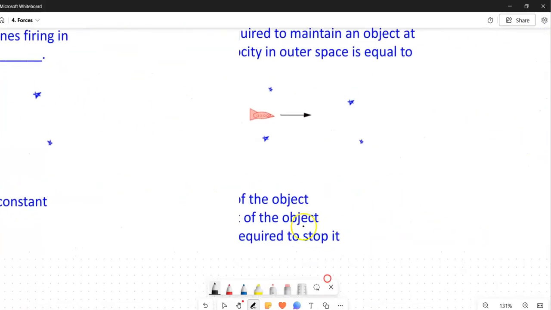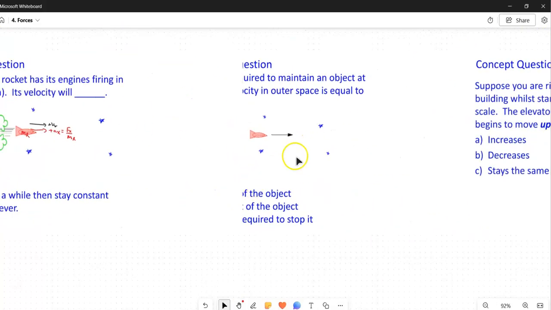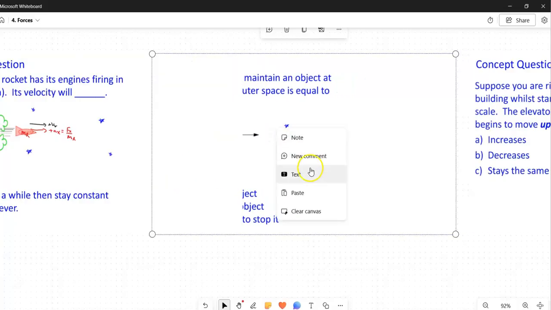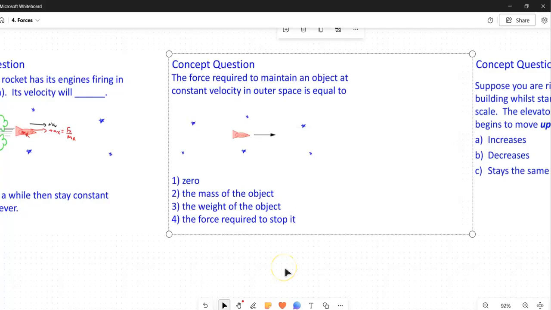Now, something slightly different. I'm going to move this over here and bring it to the front. Okay, so I brought it to the front.